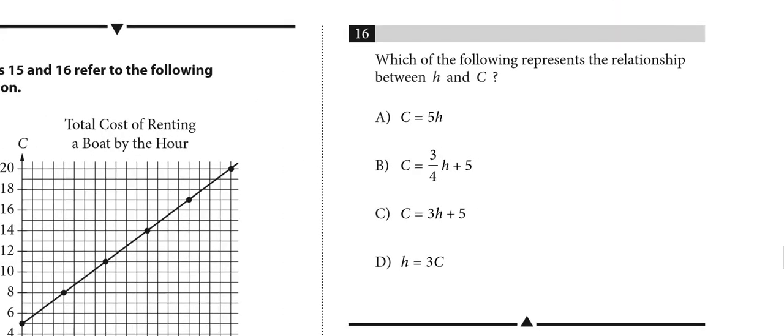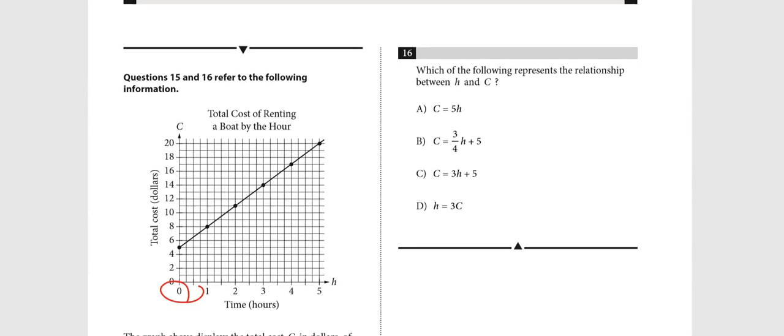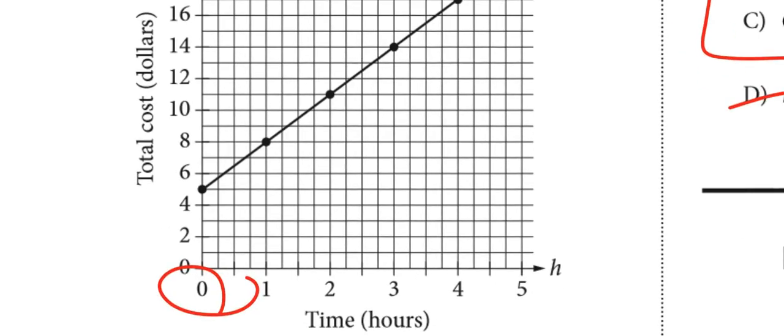Which of the following represents the relationship between these two? Okay. Well, it can't be either of those two because they don't have what? They don't have the initial value of 5 in them. So the y-intercept has to be 5. It's got to be one of those two. All right, so what's the slope?